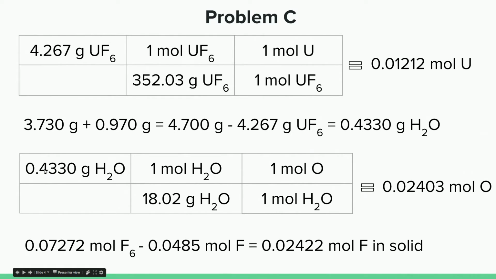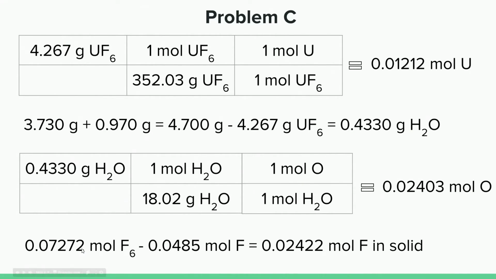Then we use the 0.433 grams of H2O and divide it by its molar mass of 18.02. And since there's only 1 atom of O in H2O, the number of moles doesn't change. And it ends up giving us 0.02403 moles of oxygen.